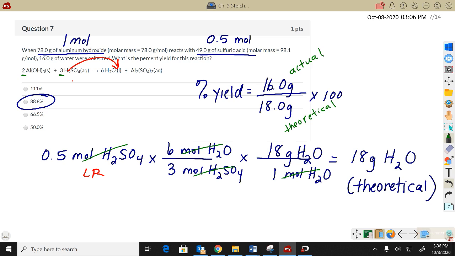And so from there, I can pick the only answer that seems reasonable. Obviously, it's not 111%. That would mean that I have contaminated water. It's not 50%, and it's not 2/3. So that 88.8 seems most reasonable. Again, I didn't have to plug it in my calculator. There's only one choice that even makes sense.